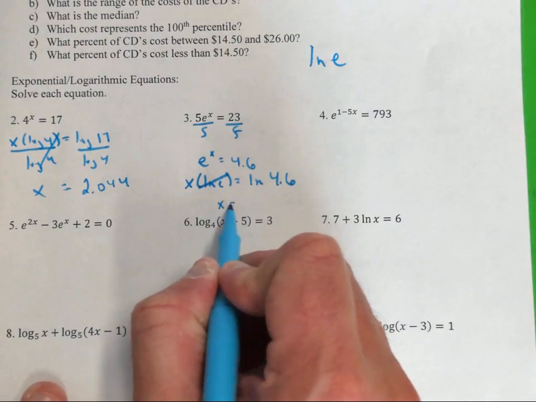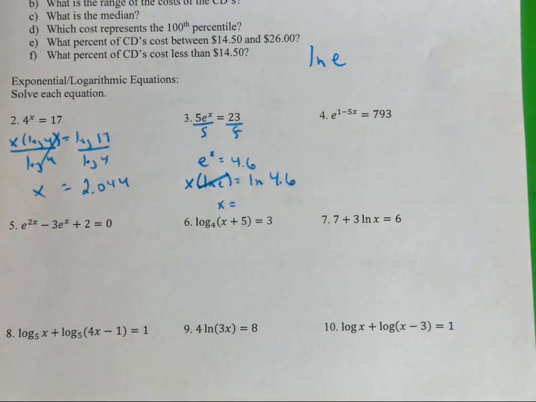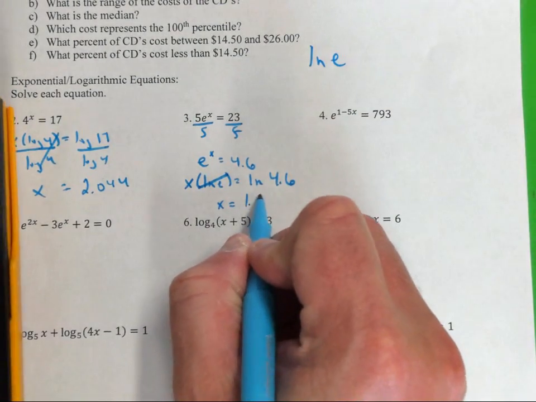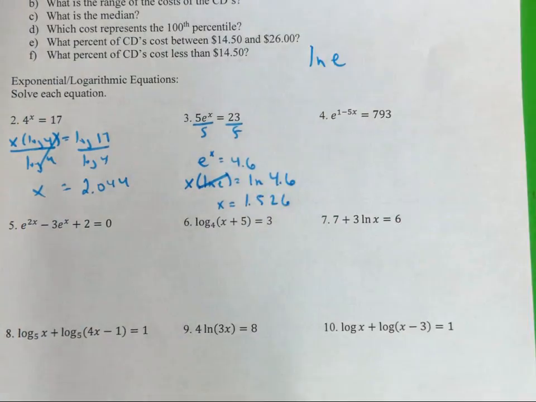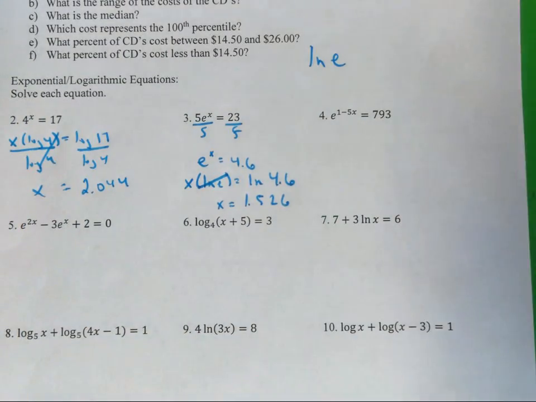Now, then you just type in your calculator natural log of 4.6. And I get 1.526. This stuff's not going away. You're going to be practicing this for the rest of the year. Because you got to remember, this has got to be so common to you, like 2 plus 2 is 4. You got to be able to look at one of these equations and solve it, okay? So you've got to be able to do that.